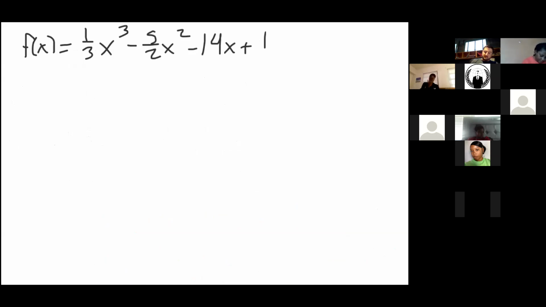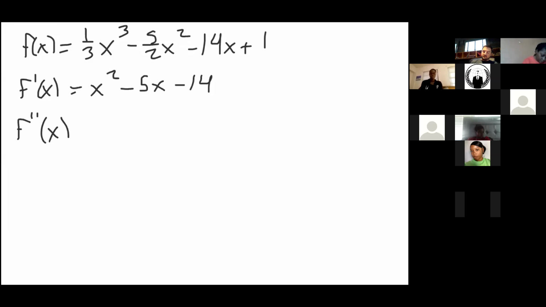And for f of x, which we said was 1/3 x cubed minus 5/2 x squared minus 14x plus 1, we said the first derivative was x squared minus 5x minus 14. We need to figure out what the derivative of that is, the derivative of my first derivative.